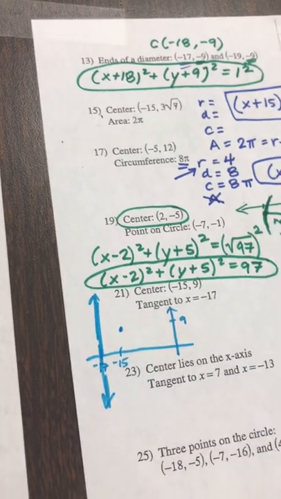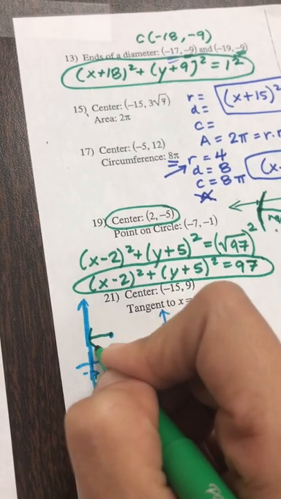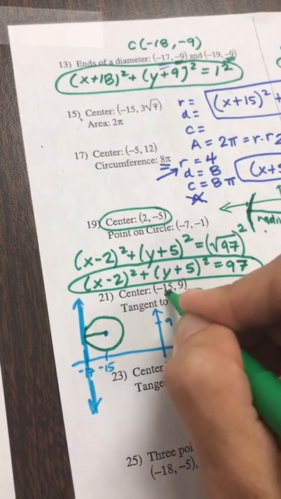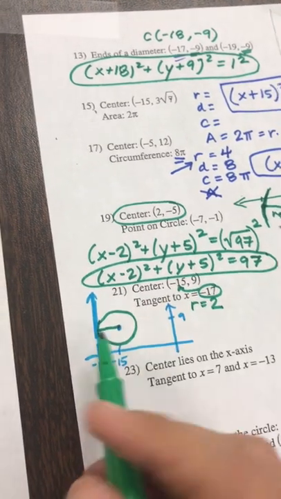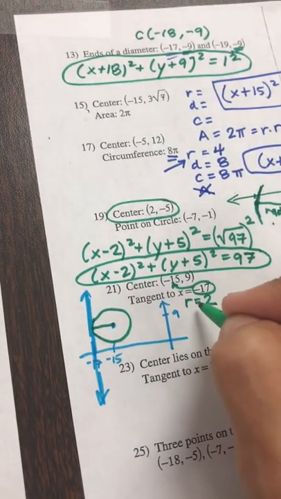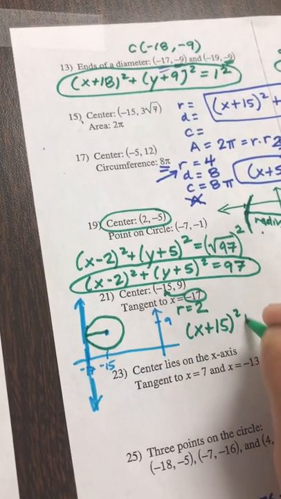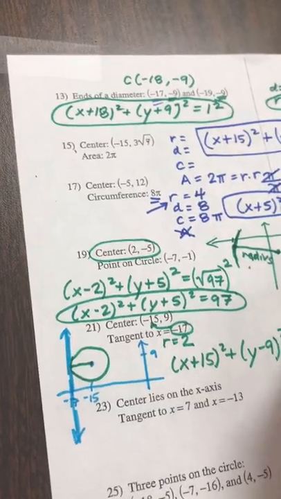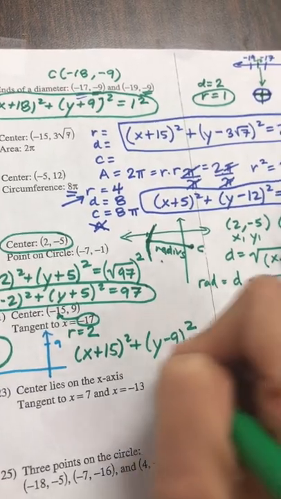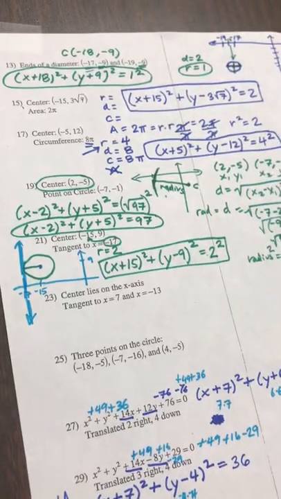So I think it's pretty clear from my sketch that the distance between those two numbers is 2. So that must mean my radius is 2, because the distance between these two numbers is 2. So the tangent line would be the distance between -15 and -17. So I'm ready. X plus 15, because my center coordinate. Y minus 9, because my center coordinate. And I need my radius, which is 2, squared. That's my final answer. Feel free to write 4 there as well. Also a possible answer.